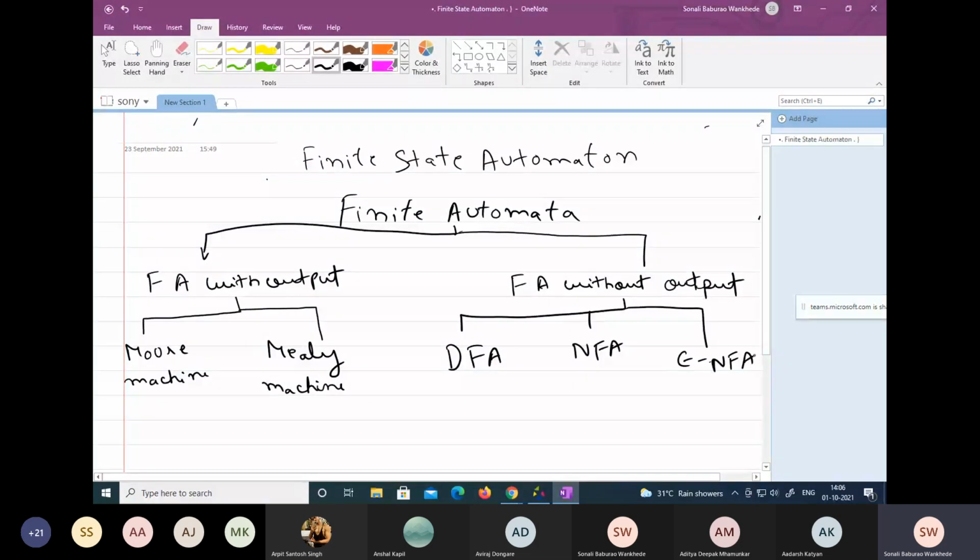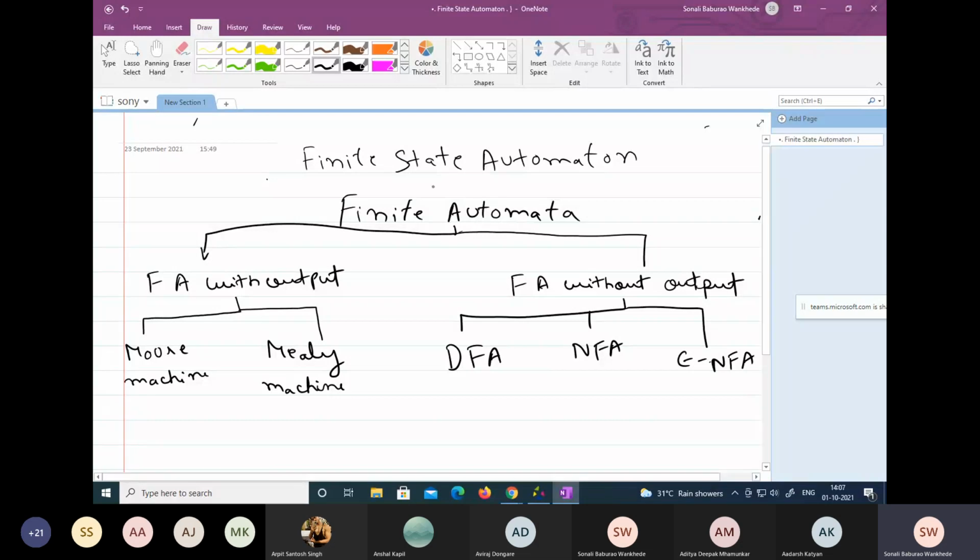The finite automata is classified into two types: finite automata with output and without output. If it is with output, it is further categorized into Moore machine and Mealy machine. Now the types of FA without output are DFA, NFA, and epsilon NFA. DFA stands for deterministic finite automata. NFA stands for non-deterministic finite automata, and epsilon NFA is the minimized version of non-deterministic finite automata. These are the types of finite automata.